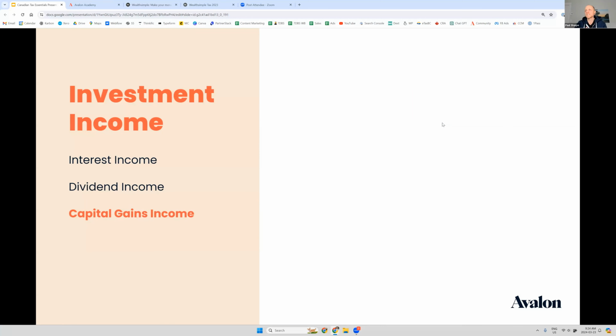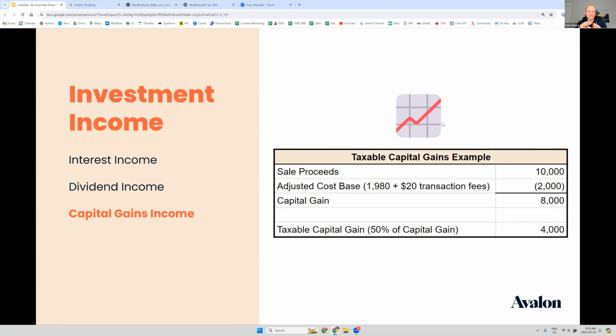Capital gains income. This is profit that you earn when you're selling something. And by something, I mean property is the technical term. Property doesn't necessarily just mean real property. It could be things like shares in a publicly traded company, or it could be gold, or it could be cryptocurrency if you're into that. It could be collector's items even. So let's say you bought some art for $1,980 and there were transaction fees of $20. That was your cost for that art, $2,000.